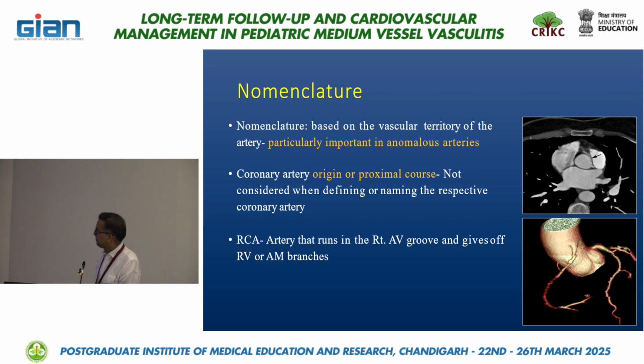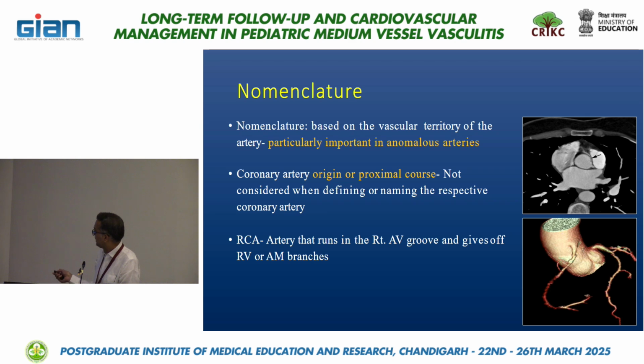Particularly in kids, we can see anomalous origin of the coronaries. In this case, this is the left coronary and this is the right coronary from the same sinus, and this is the high origin of the right coronary. This anomalous origin or anomalous proximal course still doesn't change the name of the coronary. If it courses in the right groove and supplies the right side structures with the acute marginal branches, it is still the right coronary artery.